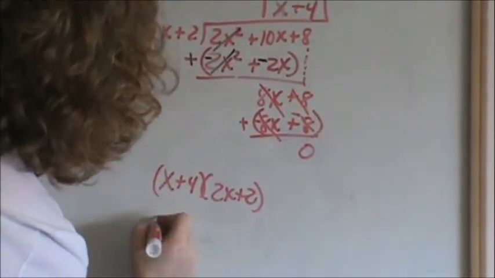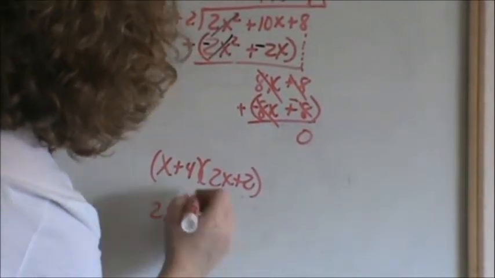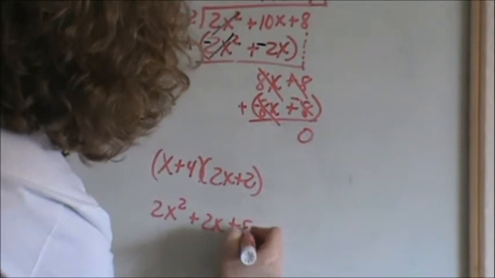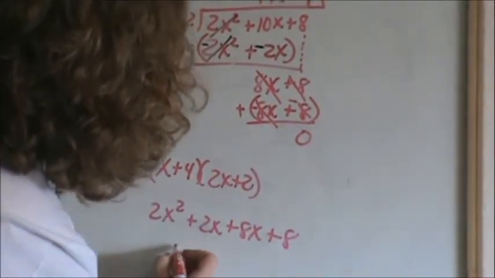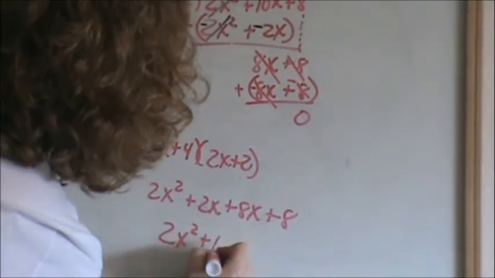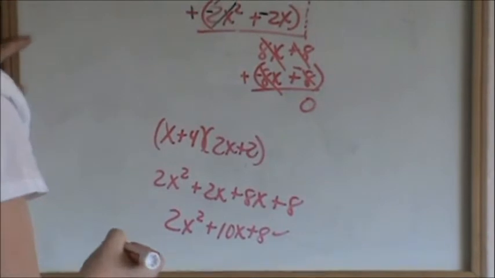X times 2x, 2x squared. X times 2, positive 2x. 4 times 2x, positive 8x. Positive 4 times a positive 2, positive 8. Combining like terms, then you do get what is underneath the division symbol.